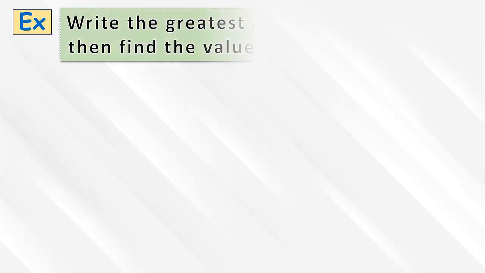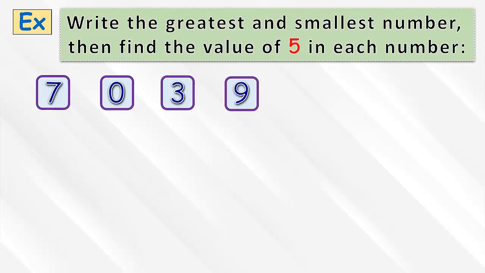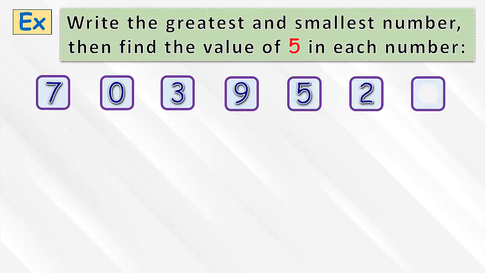Now let us see the last example of the idea of forming numbers. The example says, write the greatest number and the smallest number formed of the cards in front of you, and then determine the value of the number 5 in each number. Keep in mind that the number 3 is repeated twice. This is a completely normal thing. Don't worry, there's no problem. As we agreed, in order for it to be the greatest number, we will start arranging the numbers in front of us in descending order from left to right.